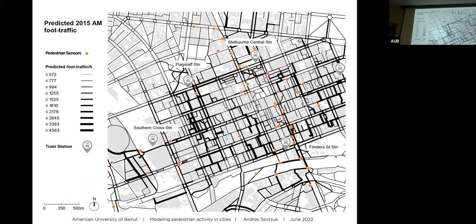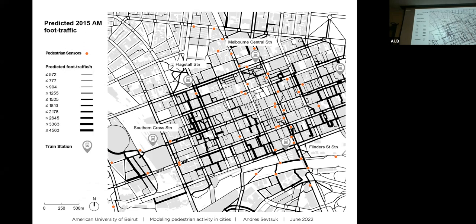Having calibrated the model at these sensor locations, which are denoted by the orange dots, the calibrated model can then be used to estimate pedestrian activity on all the streets, not only those streets that were used for calibration. So we're estimating it out on all streets. So this is our estimate of pedestrian flow. The numbers here denote people per hour on each street segment.